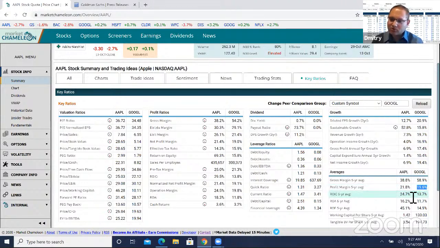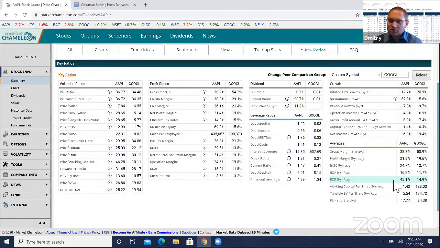Return on invested capital, 5-year average. There, Apple does do much better, 24.7 versus Google 13.7. Return on assets, 5-year average, 16.2 in Apple versus Google 11.7. Apple does better on that. Return on equity, Apple blows it away there, 45.1%, Google 14.9%.